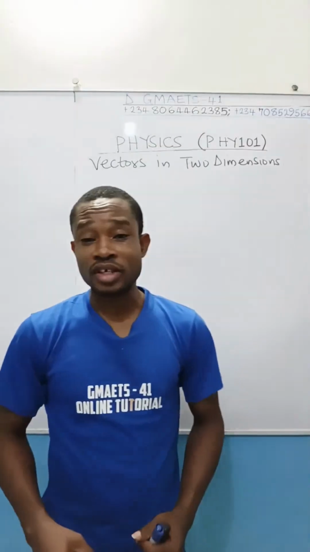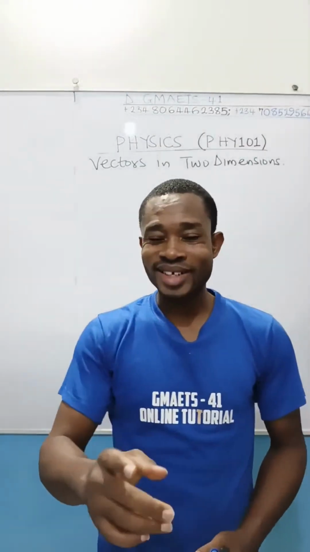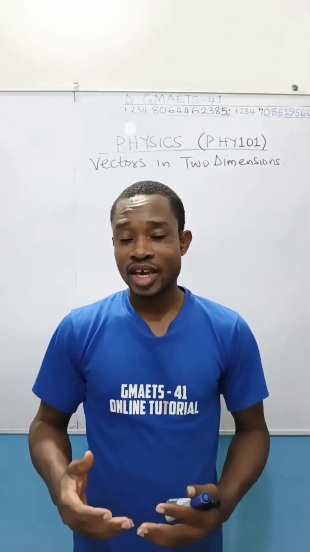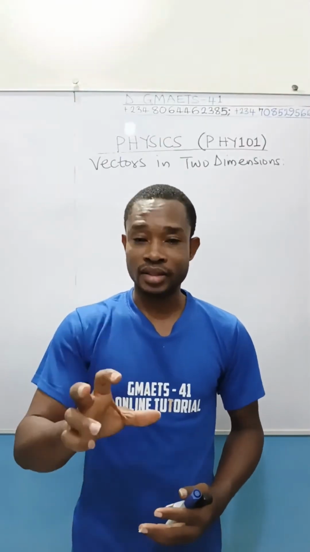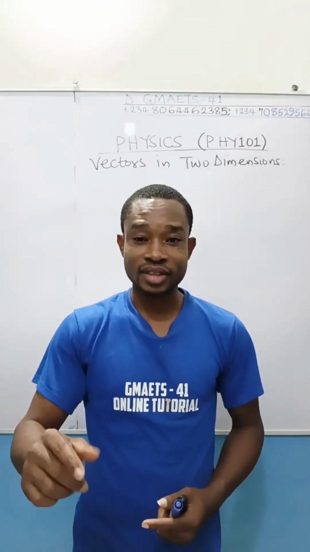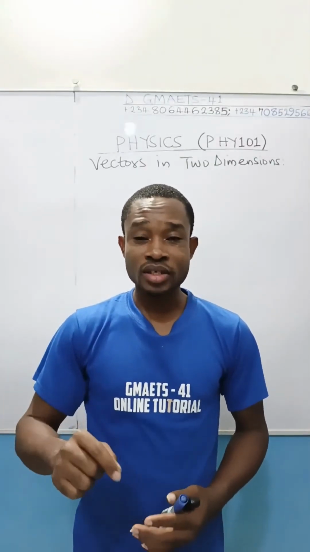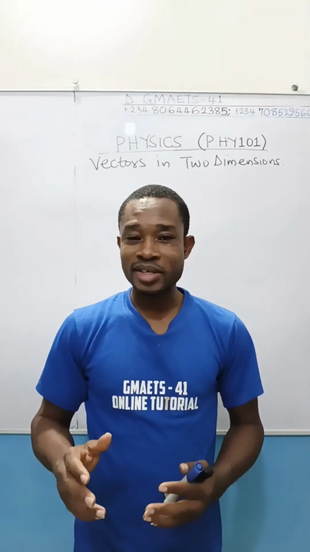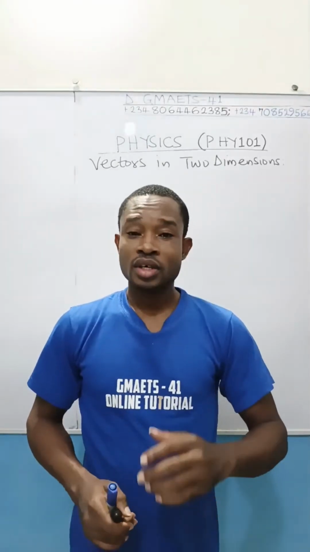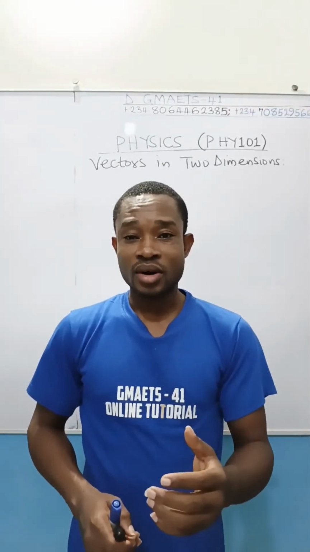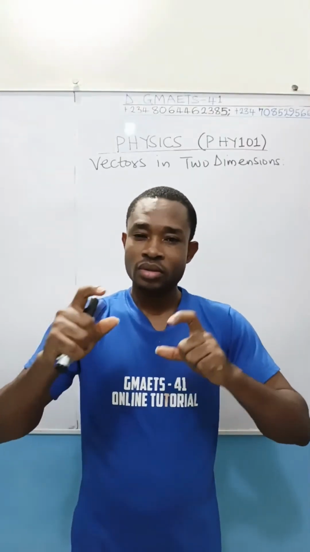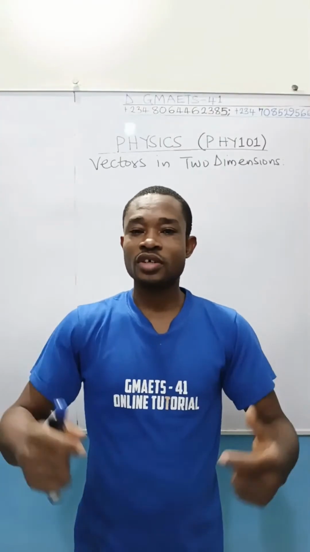When you are dealing with vectors in 2 dimensions, you recall that in our previous class, I explained that such vectors can be represented in a plane. The plane here is the rectangular plane. So what am I saying? When a vector is in 2 dimensions, that vector can be represented in a plane. You use a plane to locate the position of the vector.